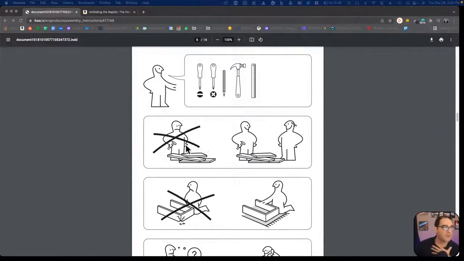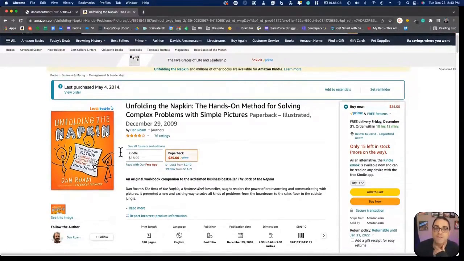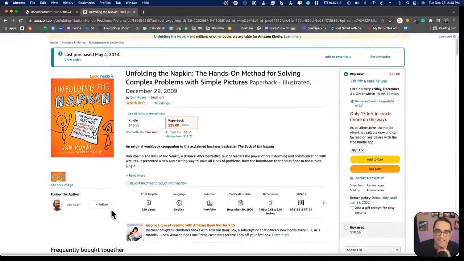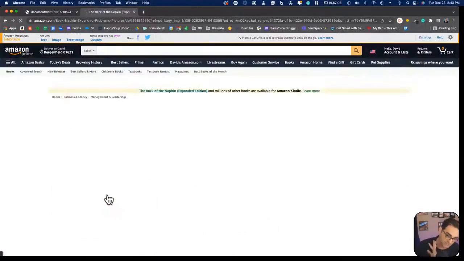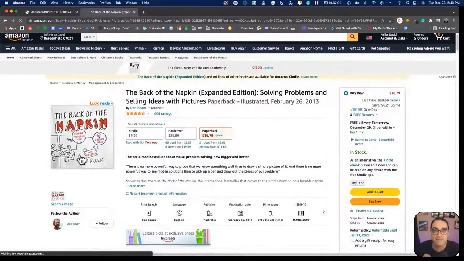Now, what I'm going to tell you is how I personally have learned this. I learned this through a bunch of books that I somehow stumbled on. I don't even know exactly how I stumbled on them, but I stumbled on a bunch of books by a man called Dan Roam. And here you see one of his books. It's called Unfolding the Napkin. For me, it all started with this book called The Back of the Napkin.